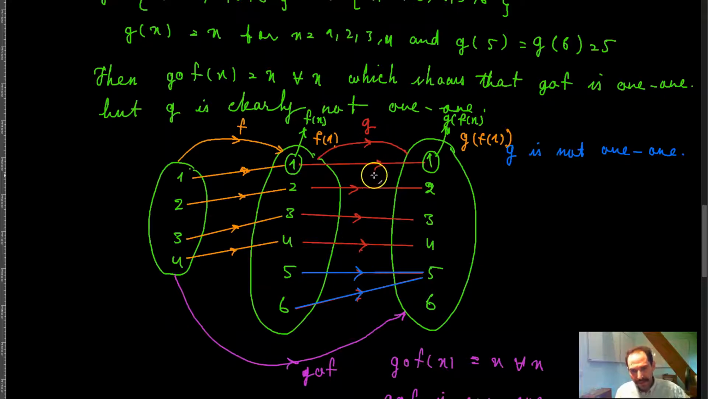And so as you can see, it's not necessary that both F and G are 1-1 for GOF to be 1-1. GOF can be 1-1 even if at least G is not 1-1. So these are the examples that we need to understand, because they all lead us to definitions, and those definitions are all based on these examples.